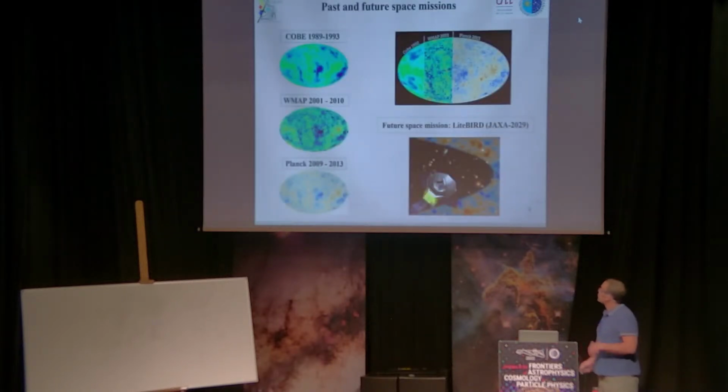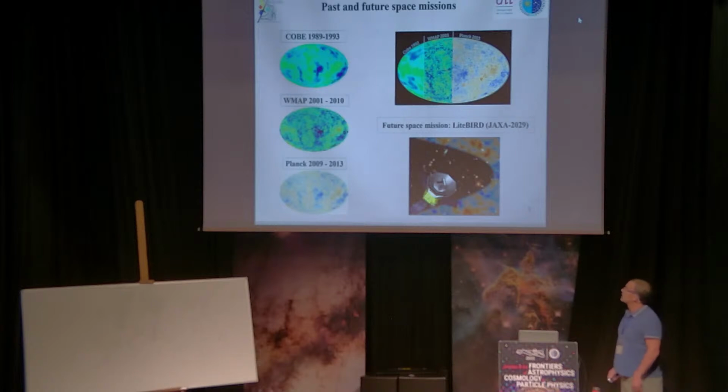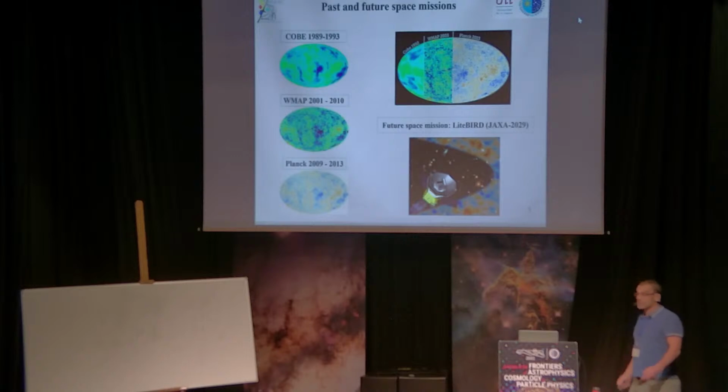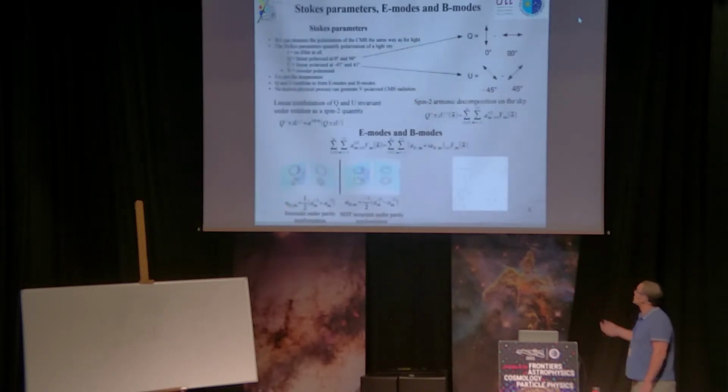Three missions have been observing the CMB: COBE, WMAP, and Planck, but with different levels of sensitivity and precision. None of them had enough precision to observe the B mode. So in the near future, in 2029, the LiteBIRD space mission will be launched, led by JAXA, the Japanese space agency. I'm part of this mission, so I will show something about it at the end of the presentation.